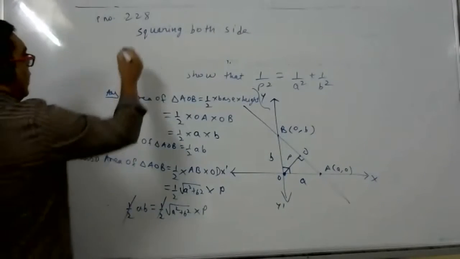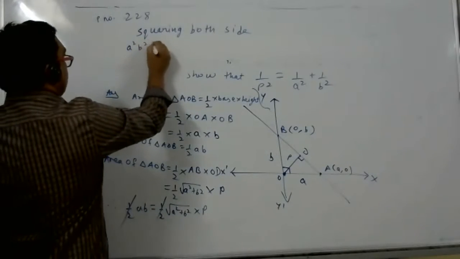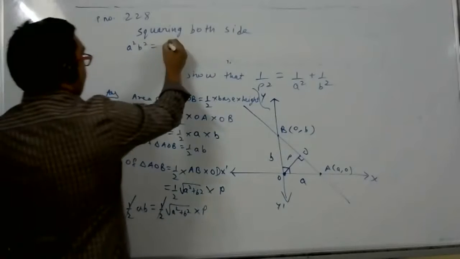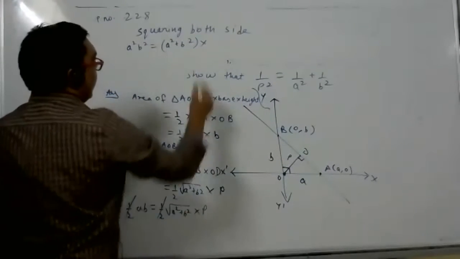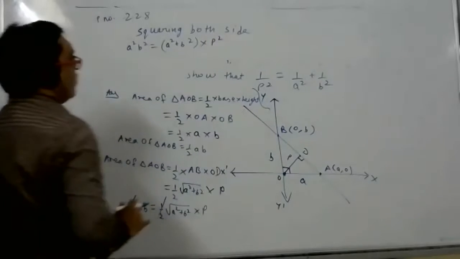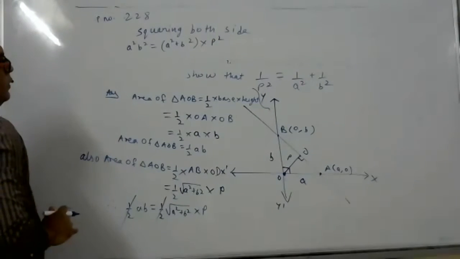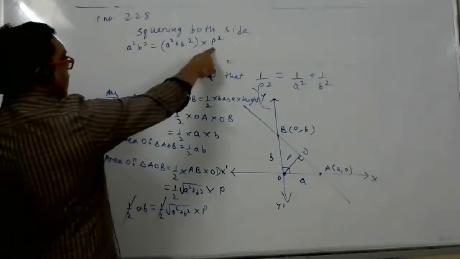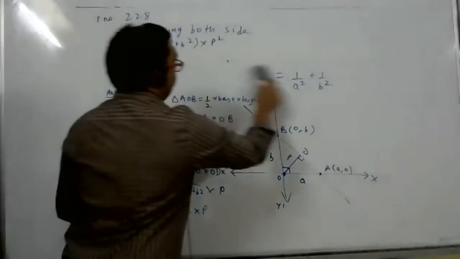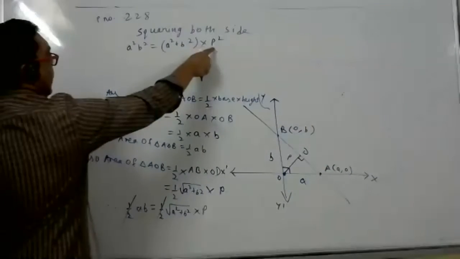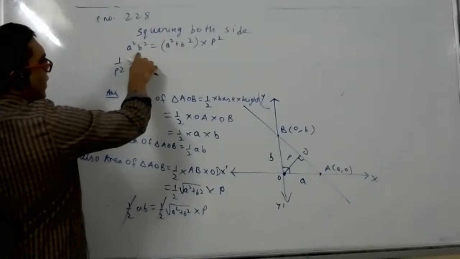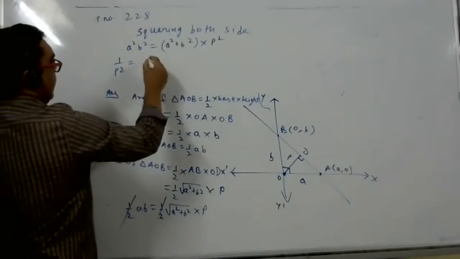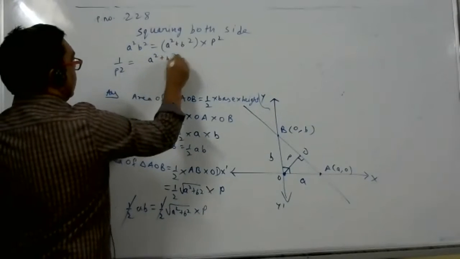Squaring both sides. So what will we get? A square b square is equal to a square plus b square into p square. This is squaring. Now what to do? Cross multiply. That only we will do. P square will come this side, 1 by p square, and a square plus b square into a square b square will go to the right side. So it will become this way.